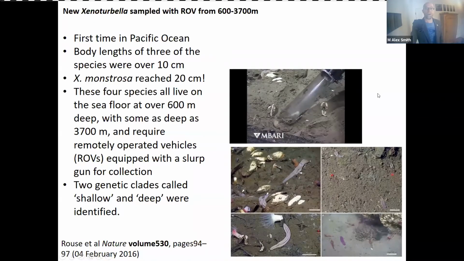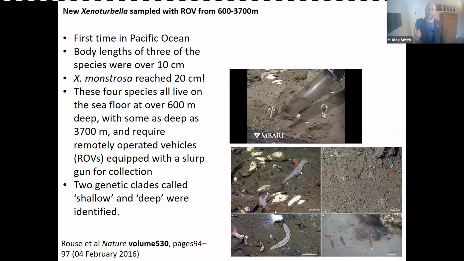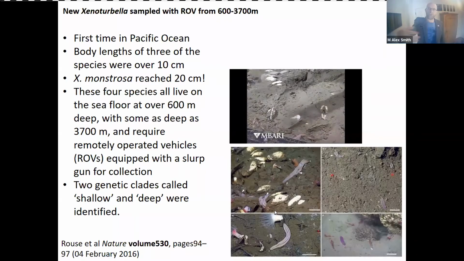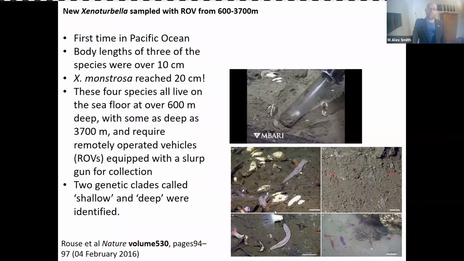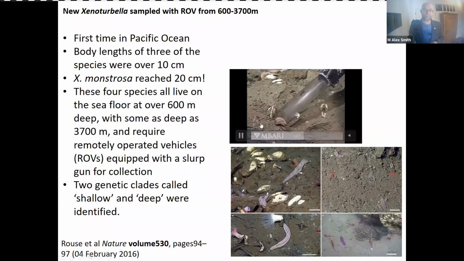So 2 things, videos and pictures here. One of the things was that these were a global set of researchers, but the Xenoturbella were sampled this time not with dredges, but remotely operated vehicles. So gently, as you just saw, that little proboscis set off of the front, controlled by a ship on the surface, and then used to gently aspirate. This is a Xenoturbella that it's aspirating.